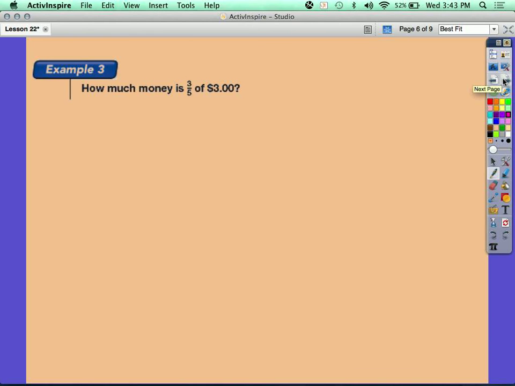Example 3. How much money is 3/5 of $3? We're going to do 3/5 times $3. This one's a little trickier because we don't have anything that's going to work out real well. Okay, I'm going to put my decimal point in here just to make it easier so I remember that we're talking about dollars. On this one, I'm actually going to multiply by the top first and then divide, just because 3 divided by 5 is kind of tricky. So I'll start with the 3 times 3, so that's now $9.